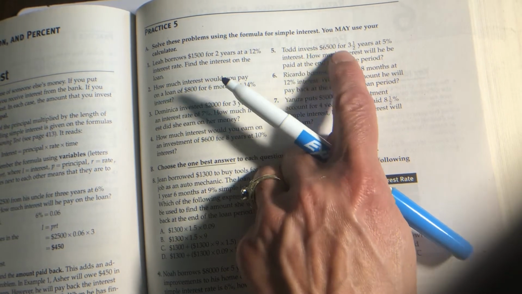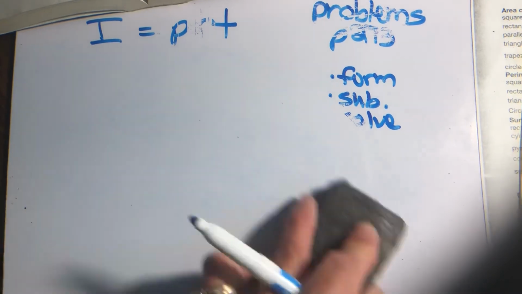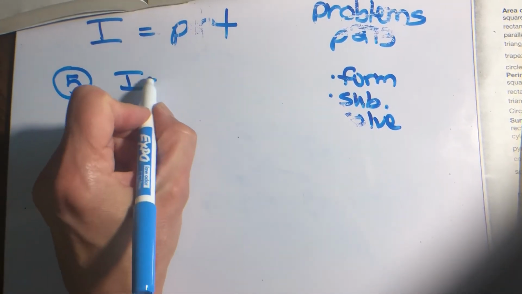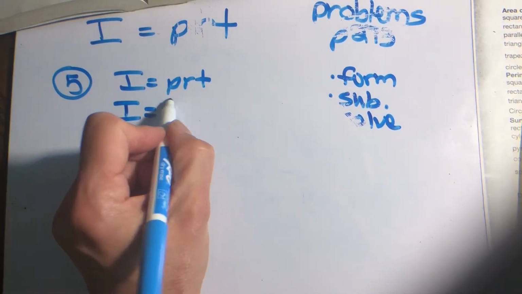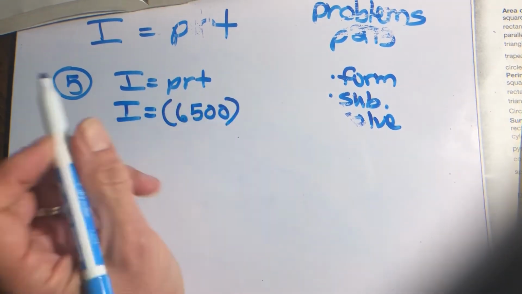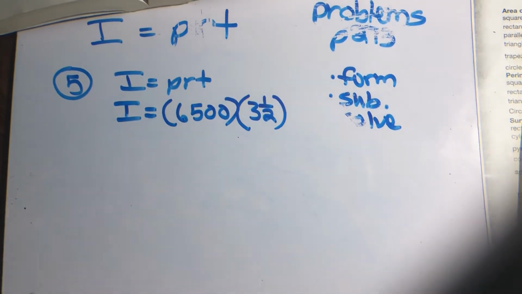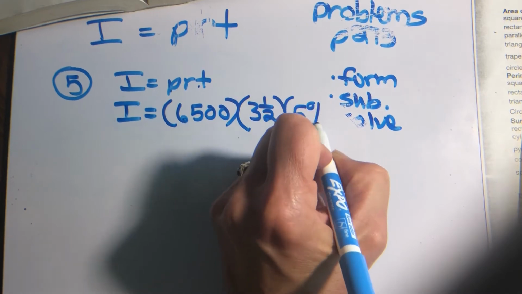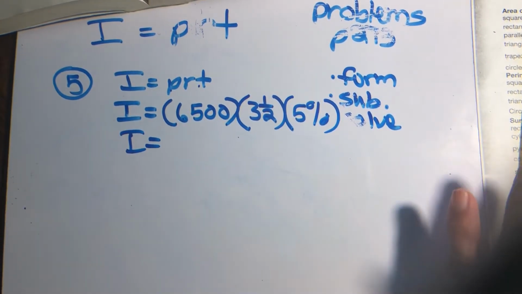So I've got my principal, my years, and my rate. That's easy, straightforward. So we're going to write our formula. Doesn't matter, we've written it before, we're still going to write our formula. So I equals PRT. We are looking for I. It stays in the formula. Principal was $6,500. That's how much the guy borrowed. And the time was 3.5. Notice I put it out of order. It doesn't really matter on the multiplication. And the 5%, I'm going to put the percent sign in there. Then I'm just going to take that to the calculator and work it out.